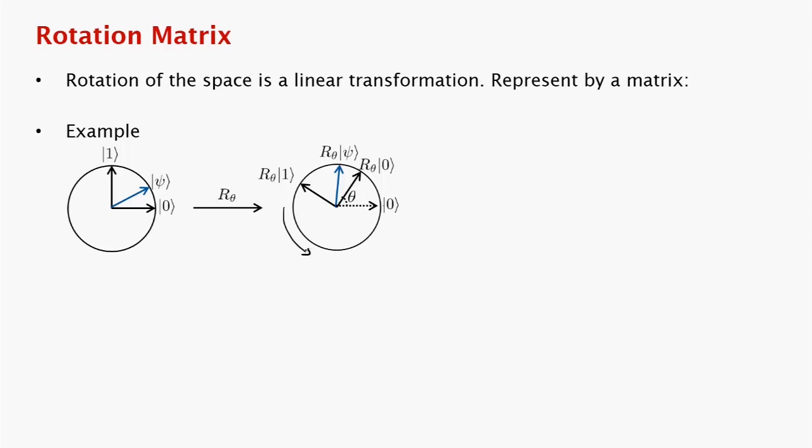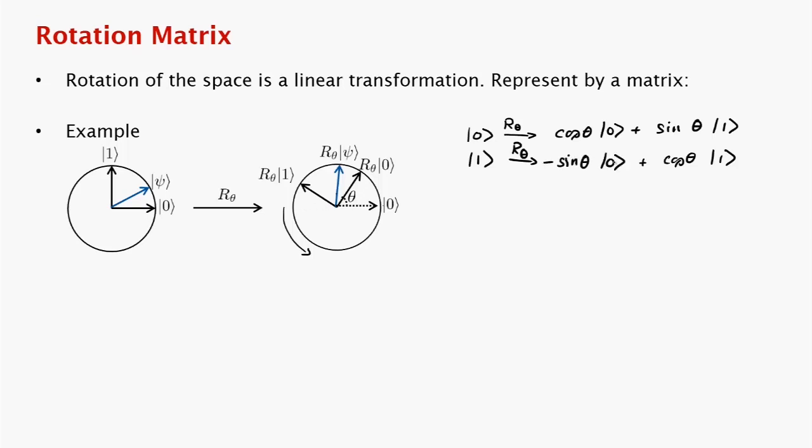Okay, so how do we represent these new states? Under this transformation, the state 0 moves to this new state, which has coordinates cosine theta and sine theta. So it moves to cosine theta 0 plus sine theta 1. And the state 1 goes to, this angle is theta, so it's cosine theta 1, and it's minus sine theta 0.